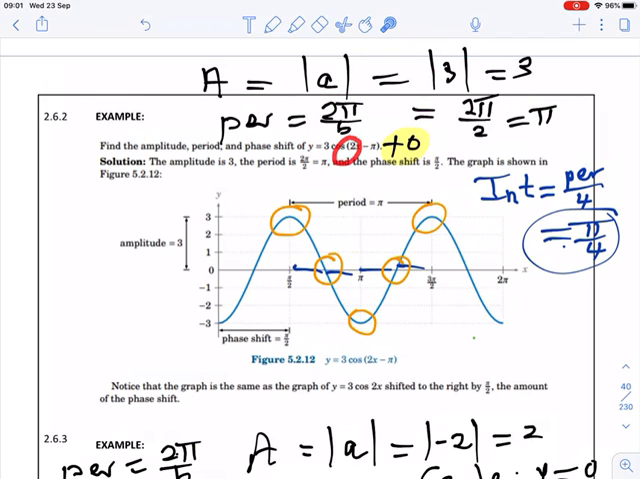The period will be 2 pi over b. B is what is in front of x. So it will be 2 pi over the 2 then, and that gives me pi. So in other words, the wavelength or the period should be pi, and that's what we see here. The intervals will be that answer always divided by 4. So it's pi over 4. So in other words, from here to here should be pi over 4, pi over 4, pi over 4, pi over 4. That's the intervals.